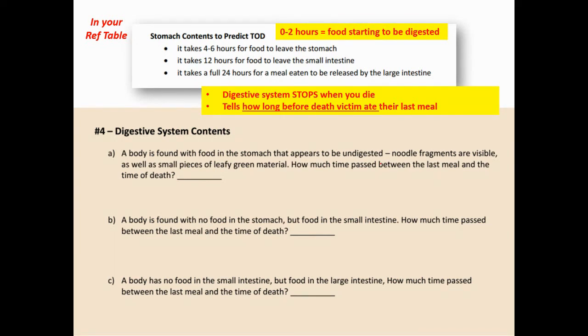Remember, your digestive system stops when you die, so what does the stomach tell you? It tells you how long before death the victim ate their last meal. It doesn't tell you time of death, but how long ago they ate their last meal.